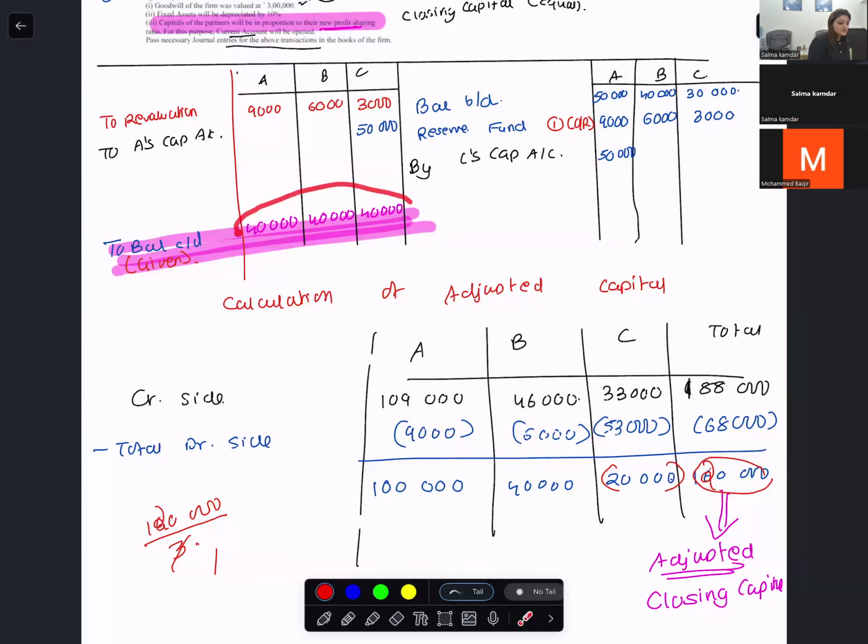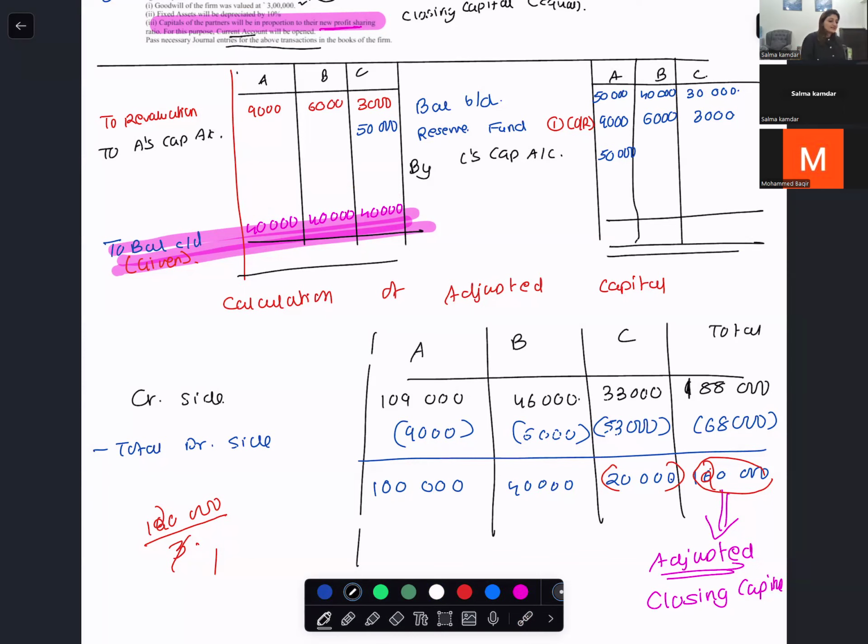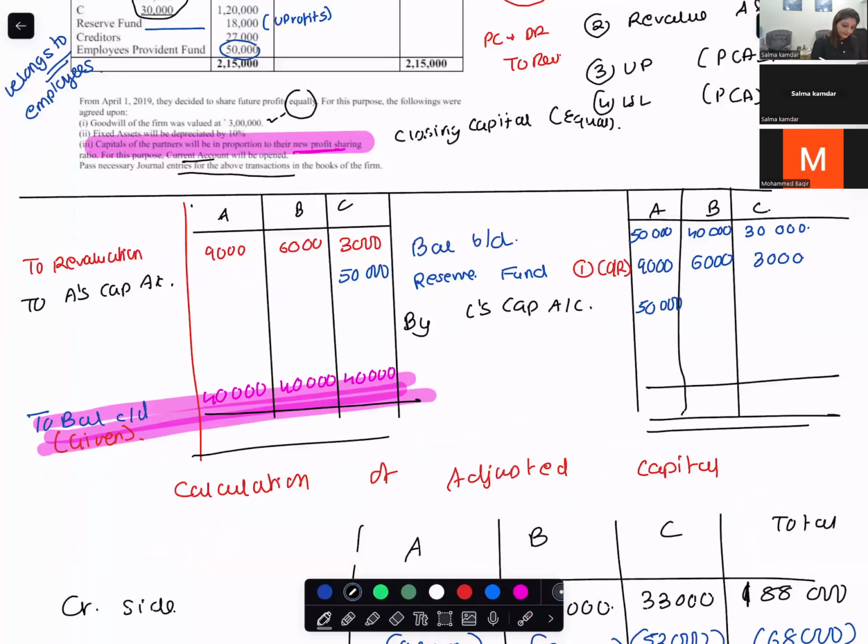So the closing balance of the capital should be in the new profit sharing ratio. And if there is any balance, it has to be adjusted through which account? Current account. So we will start closing account by account. First A. Which side total is more? The credit side. What will you write?